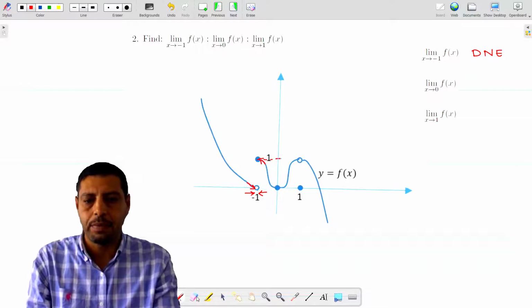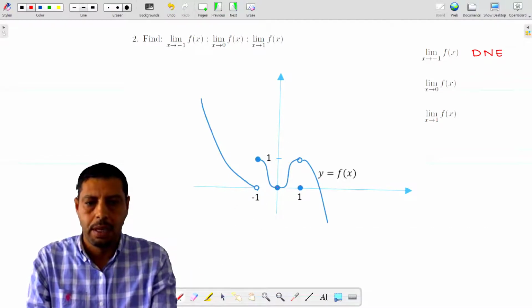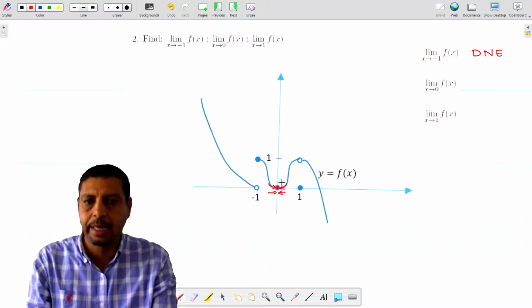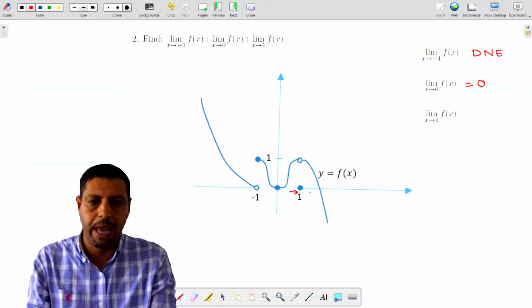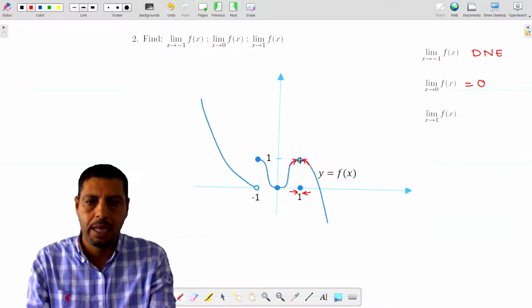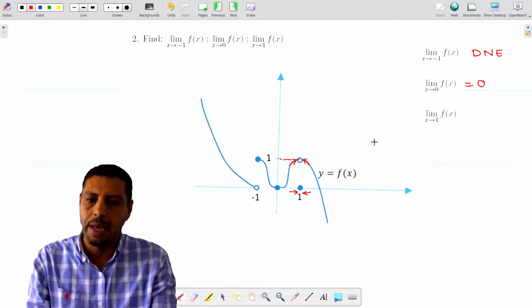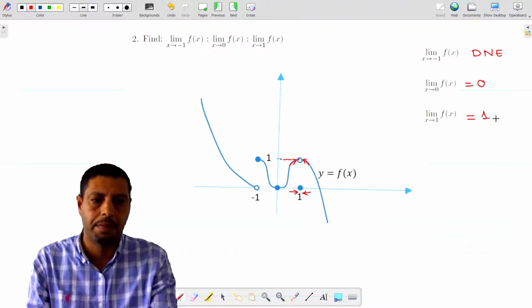For the second one, the limit at 0, when you approach 0 from the left or from the right, the graph goes to this common point. So the limit exists, and this point has a y coordinate equal to 0. So your limit at 0 is 0. Now for the last one, the limit at 1: if you approach 1 from the left or from the right, the graph goes to a common point again. This point has a y coordinate equal to 1. Therefore, the limit exists and it's equal to 1.